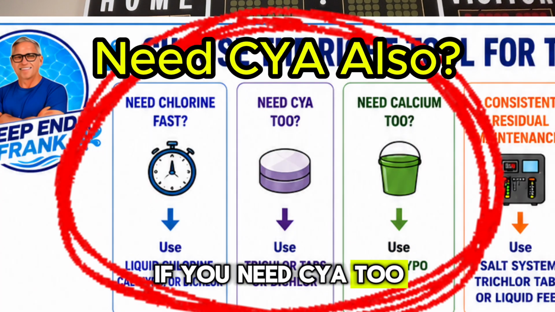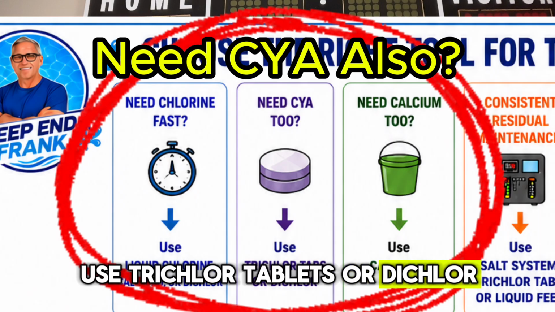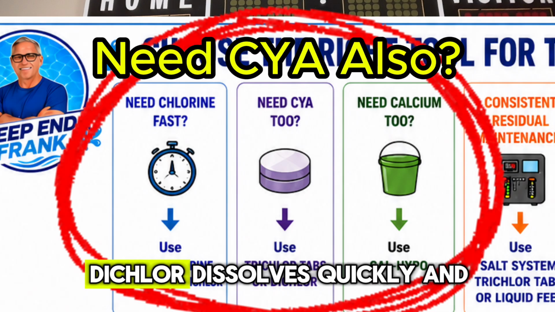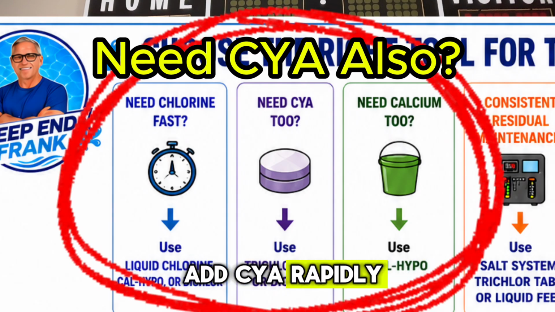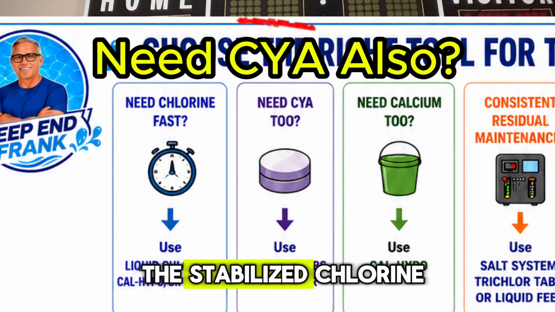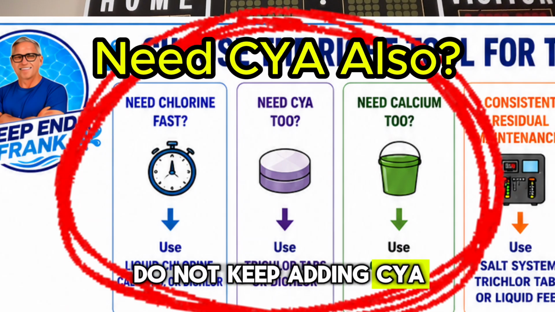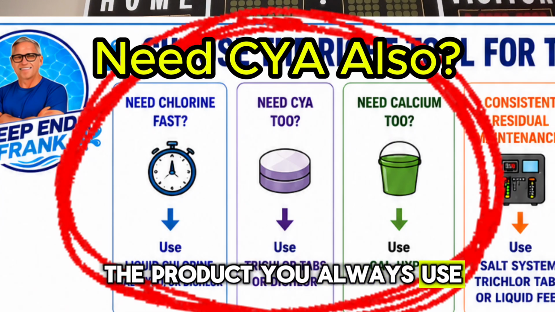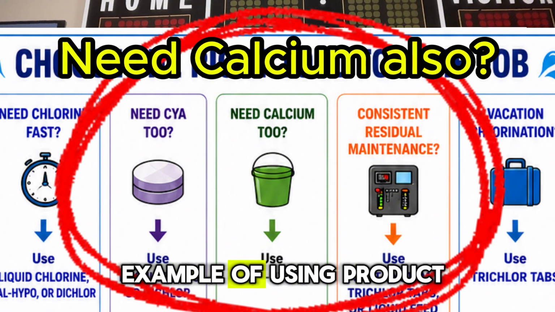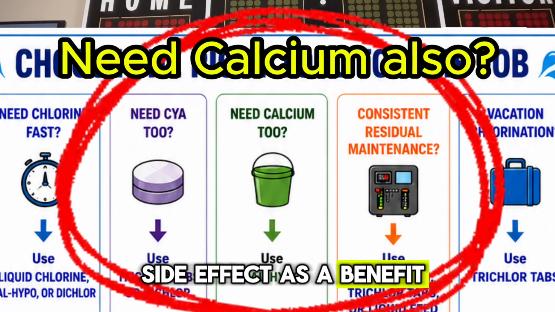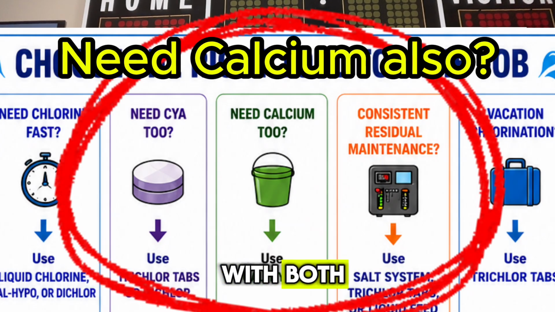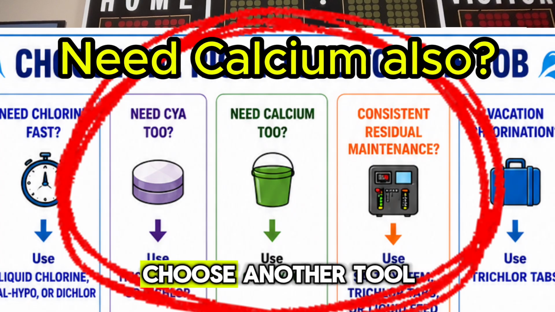If you need CYA too, use Trichlor tablets or Dichlor. Trichlor provides a slower chlorine feed and adds CYA gradually. Dichlor dissolves quickly and adds CYA rapidly. Once the CYA reaches the desired level, reduce or stop using the stabilized chlorine. Do not keep adding CYA simply because that is the product you always use. If you need calcium too, use Cal-Hypo. This is a perfect example of using product side effect as a benefit. If the pool needs chlorine and calcium hardness is low, Cal-Hypo can help with both. If calcium is already high, choose another tool.